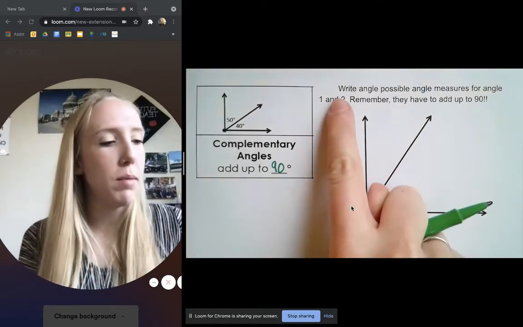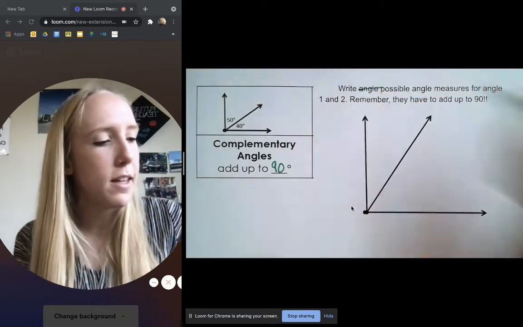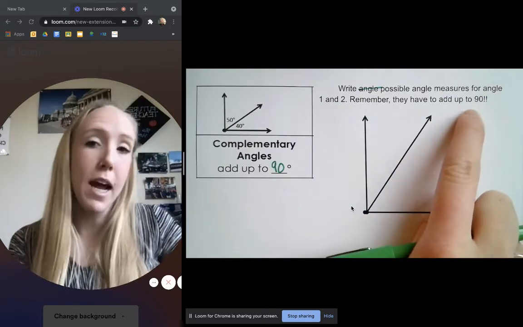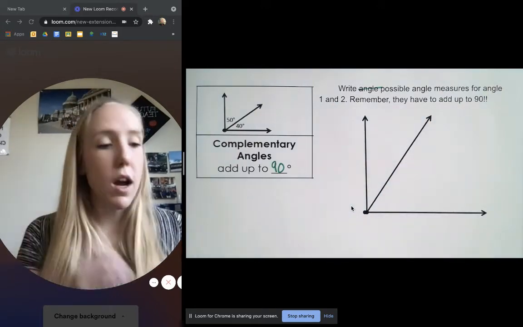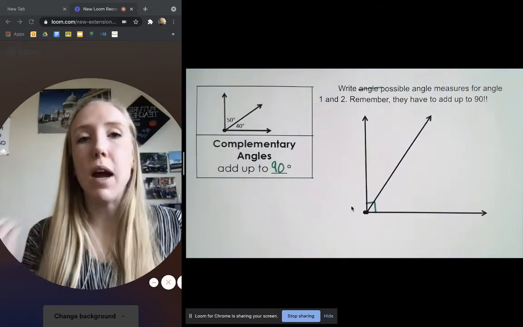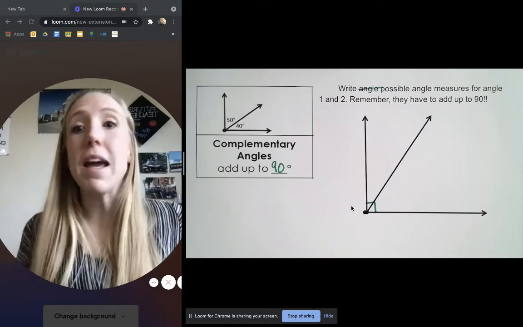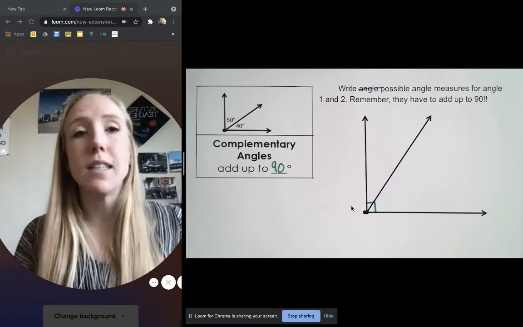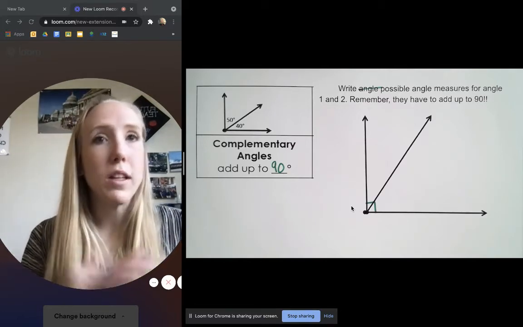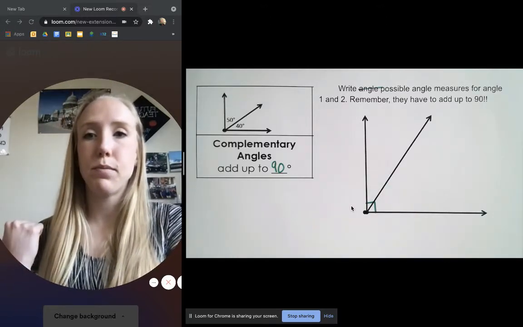So this next problem says write possible angle measurements for angles 1 and 2. Remember, they have to add up to 90. So this is a right angle. It's telling you it's a right angle. I want you to write the possible angle measures for angles 1 and 2. Make them up. As long as they add to 90, you're going to be right. So pause this video, think of 2 angles that could add up to 90 degrees.